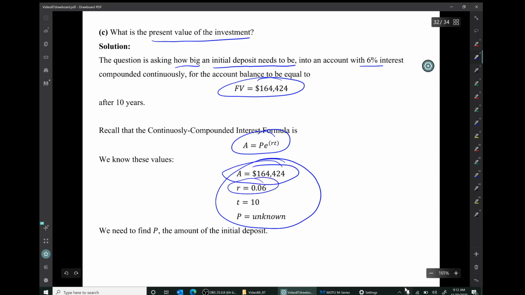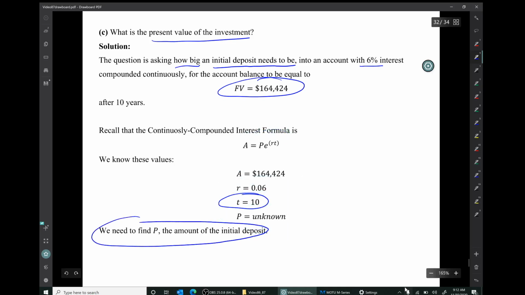We know the interest rate. We know the elapsed time is 10 years. What we don't know is the principal. We don't know how much money we would need to deposit at the beginning. That's what we need to find. Capital P, the amount of the initial deposit.